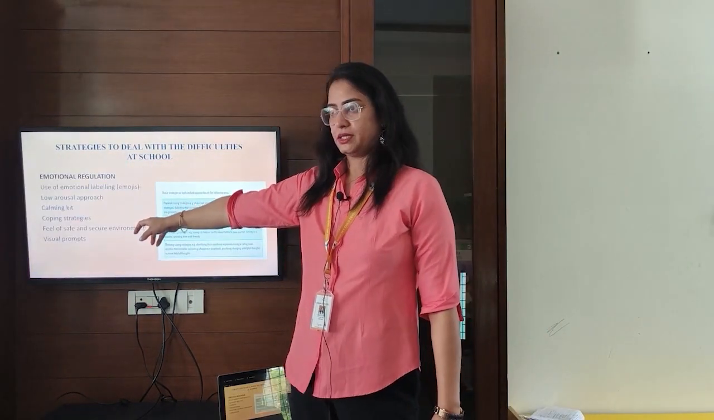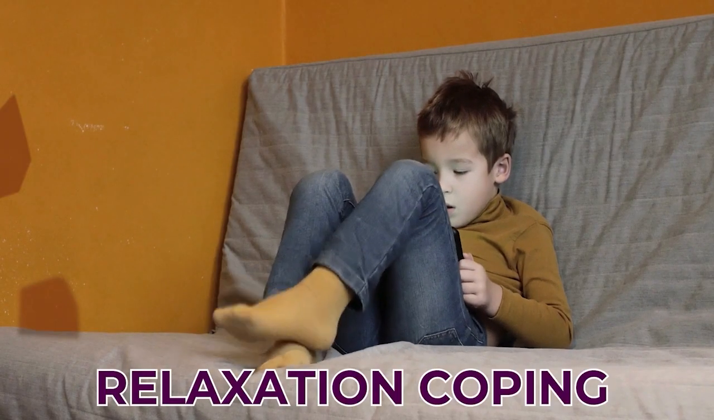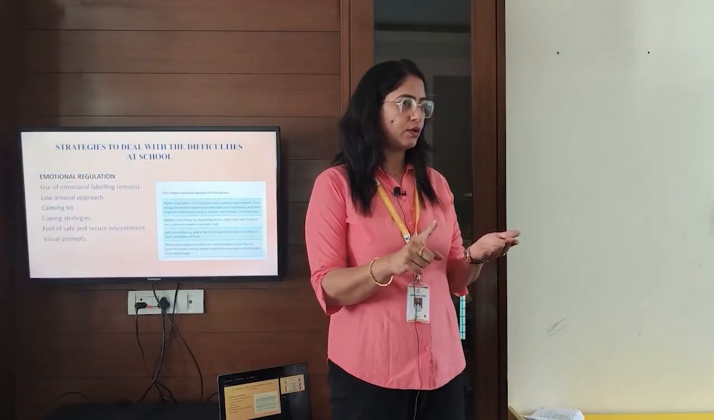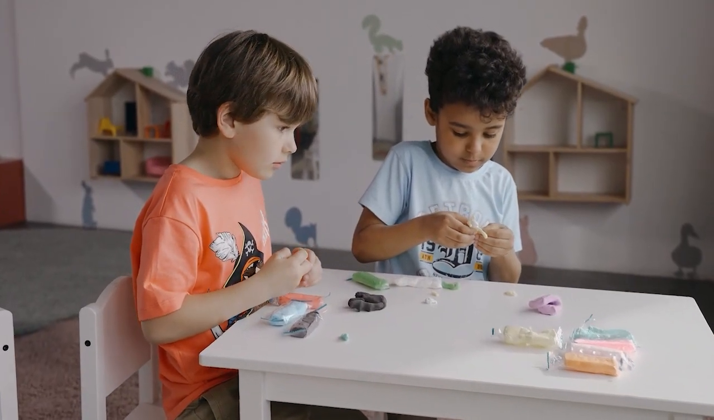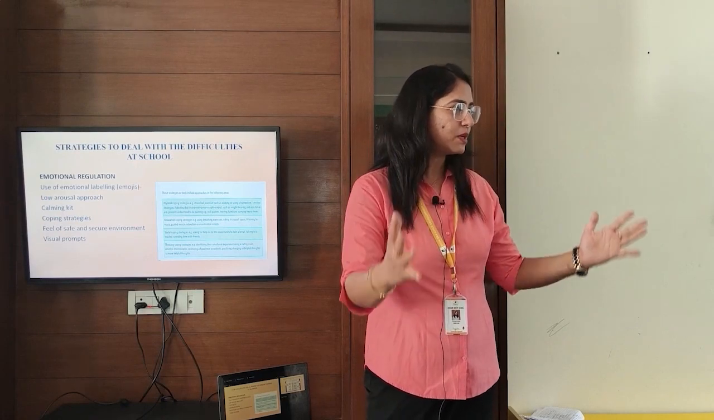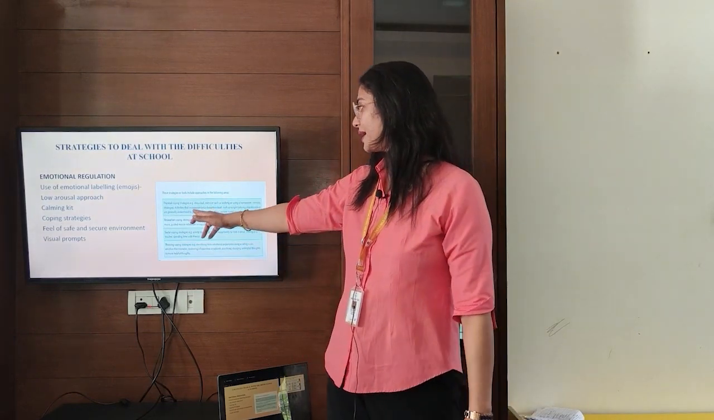Now coping strategies. Coping strategies are like physical coping, relaxation coping, social coping, thinking coping. So what is physical coping? Now you are able to understand. Physical environment: it should be calming, organized, with less distraction. You can use a calming kit, stress ball, squeezy ball, a bigger Costco ball where the child can move to and fro, a rocking chair. These are all physical coping strategies.